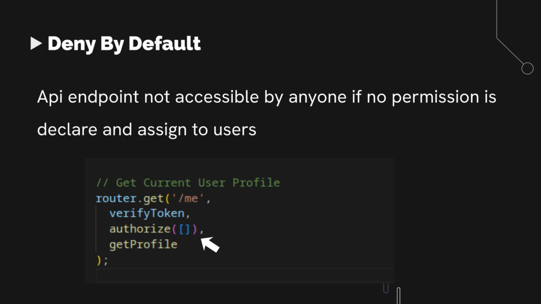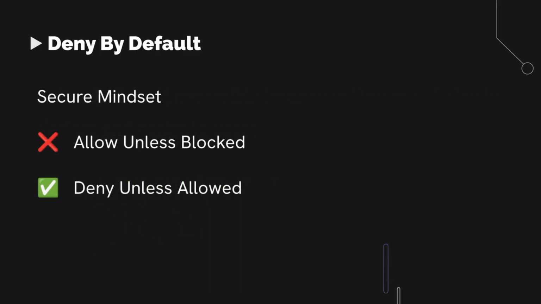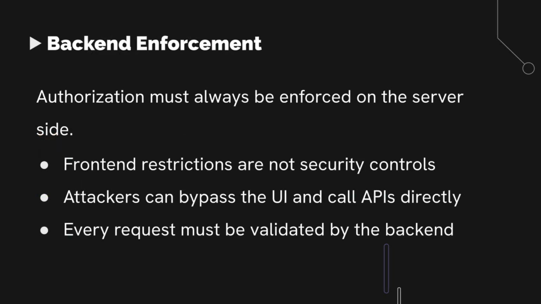And forgotten authorization checks become much less dangerous because the default behavior is to block access. Deny by default follows a simple security mindset. If access is not specifically allowed, it must be denied. These principles help prevent authorization vulnerabilities, reduce the impact of configuration mistakes, and create a much safer foundation for building more secure applications. Our next secure authorization technique is backend enforcement.